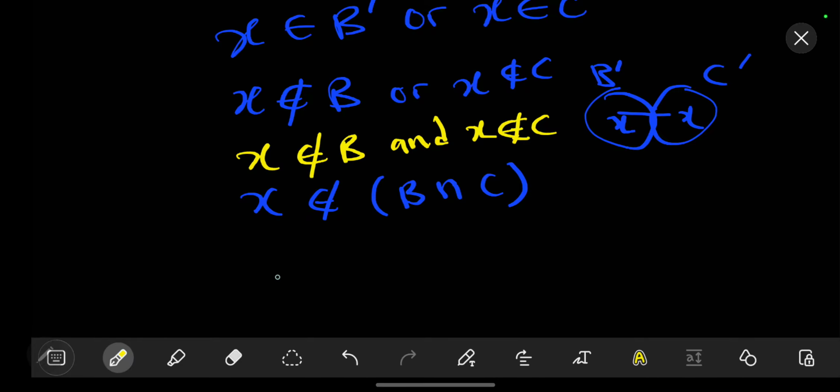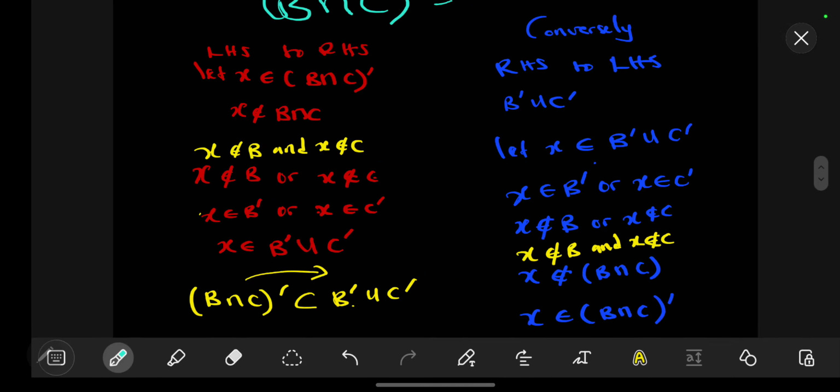So we are going to say that our X now must be a member of B intersection C. Then we put the complement outside. So if X is not a member of this set, then it is a member of the complement of this same set. That's your proof. So now let's compare the two sides.